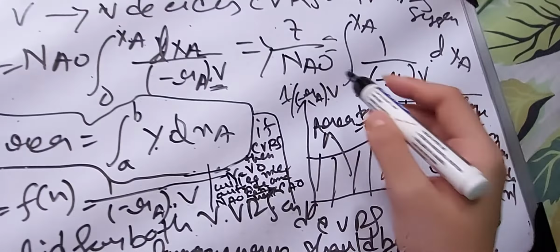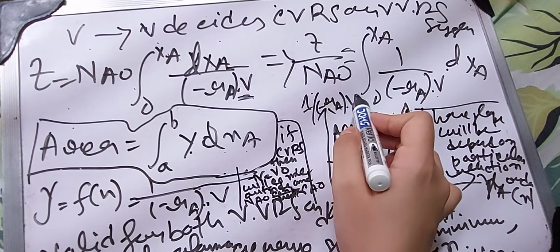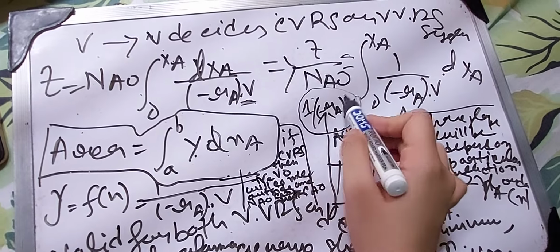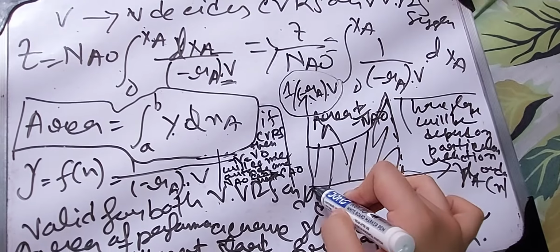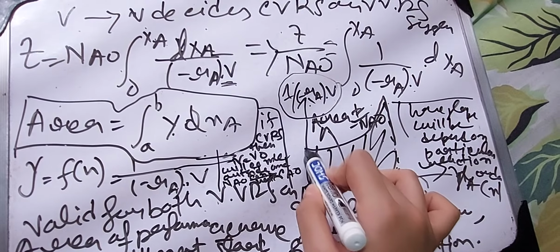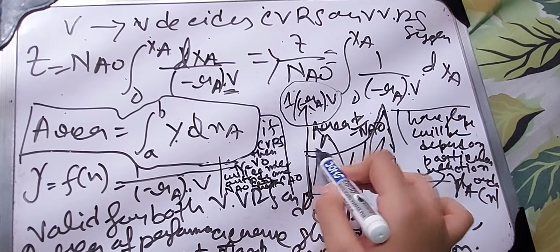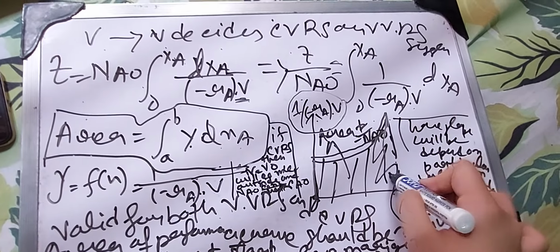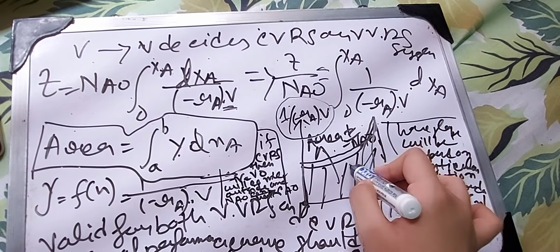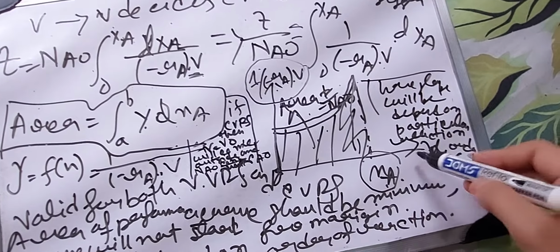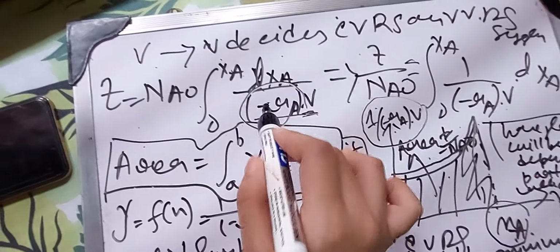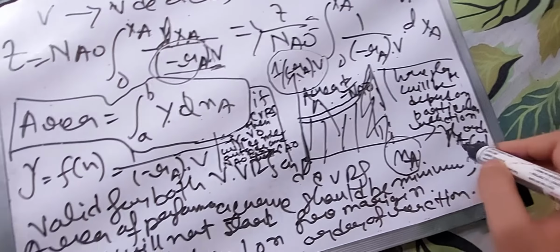This is the graph. On the y axis is 1 by minus rA into V, and on the x axis it is XA. The graph will not start from the origin; it will start from a point different from the origin. This is the graph, and the area equals t divided by NA naught. Here the slope will depend on the particular reaction order, that is n. This is the order, this is the minus rA. From there we can see what the order is, so the graph depends on the order.